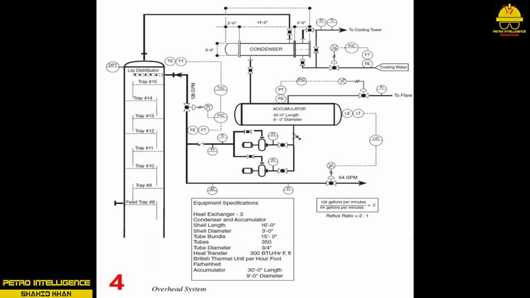reflux ratio. Reflux is used to control both temperature in the rectifying section and product purity. As hot vapors exit the top of the column, a condenser is used to partially or totally condense the vapors. The level in the overhead accumulator is automatically controlled at 50%. The accumulator in picture has a 9-foot diameter and is 30 feet long.